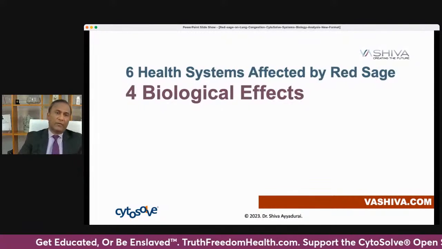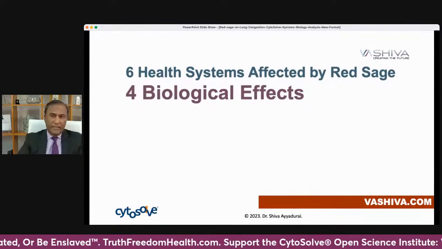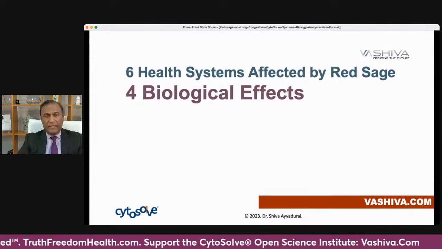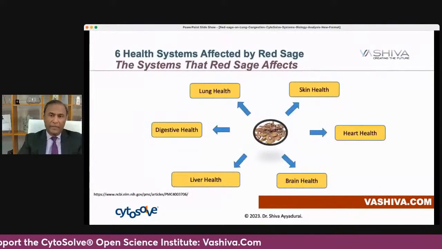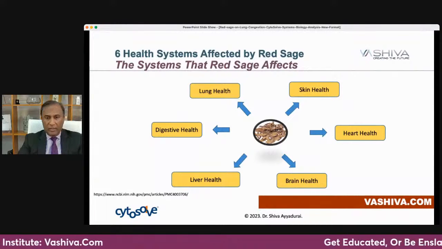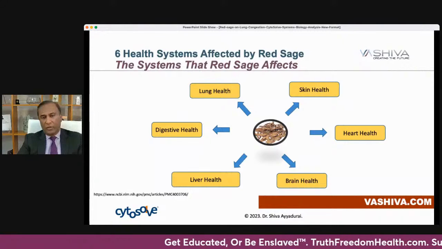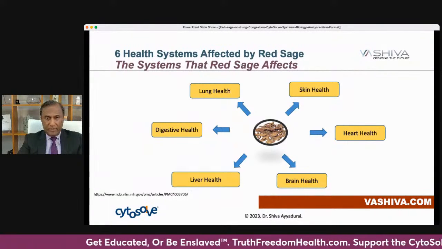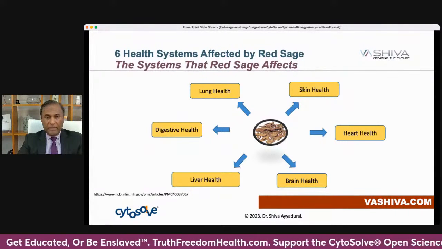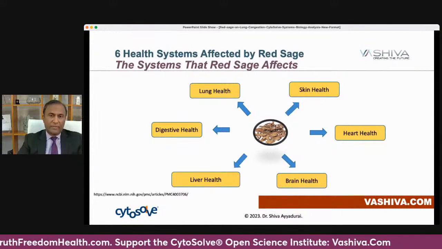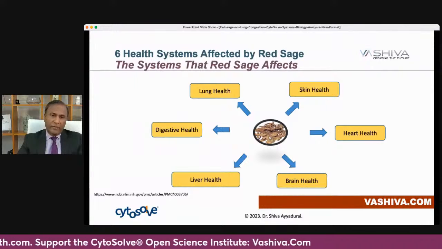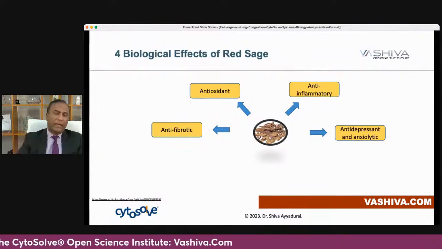The other pieces: there are 4 biological effects of those chemical compounds, and 6 health systems are affected. So what are those health systems? Well, red sage has effects on your lung, skin, heart, brain, liver, and digestive systems. It has effects on all of these 6 systems: lung, skin, heart, brain, liver, and digestion. It affects 6 subsystems of your body. We call those the health systems. But it has 4 biological effects.